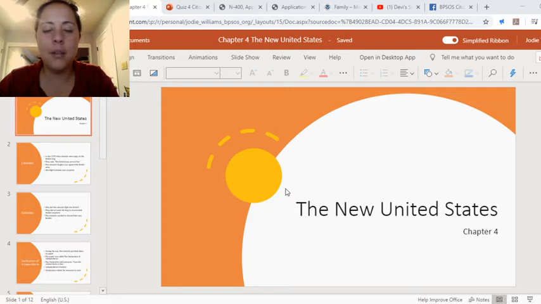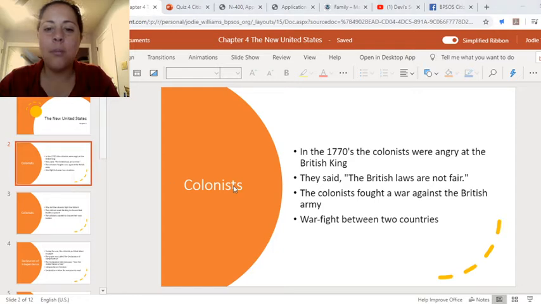So let's look at page 50 in the book to review, okay? So page 50 talks about the colonists, okay? And it says, in the 1770s, the colonists were angry at the British king. They said, the British laws are not fair. The colonists fought a war against the British army. What does war mean? War means a fight between two countries.